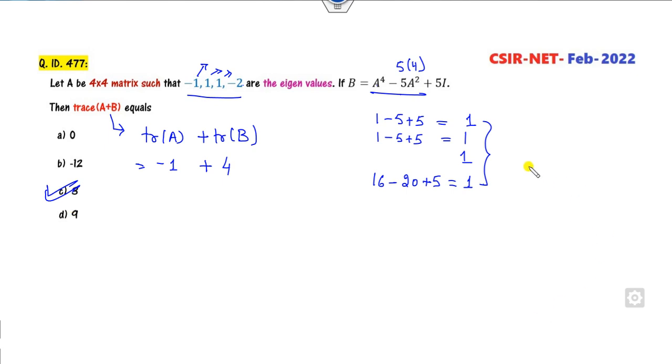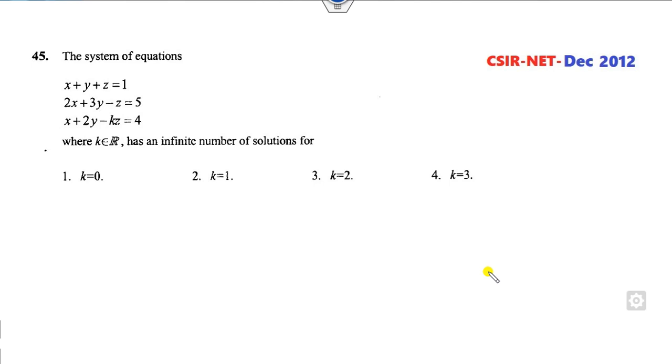And once you know the eigenvalues of B and the eigenvalues of A, if somebody asks you to find the determinant of AB, you can find the eigenvalues of AB. You can find the determinant of A plus B by finding the eigenvalues of A plus B, that is the sum of these, and find their product. Okay, this I have already covered.